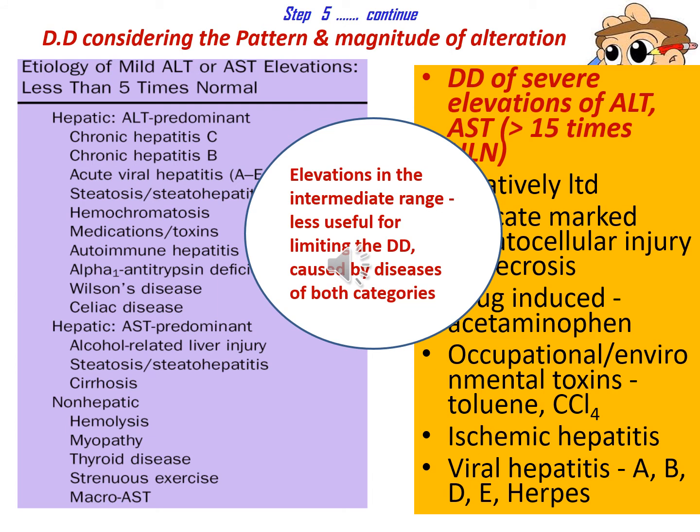If the increase in AST is predominant, we will put alcohol-related liver disease, steatosis, steatohepatitis, and cirrhosis. From this diagram, you may notice that steatosis has been mentioned when ALT is predominant and also when AST is predominant. That's because in the literature there are different reports about fatty liver. It may present with predominant AST or predominant ALT, but alcoholic liver disease is almost always AST predominant, and viral hepatitis almost always ALT predominant.